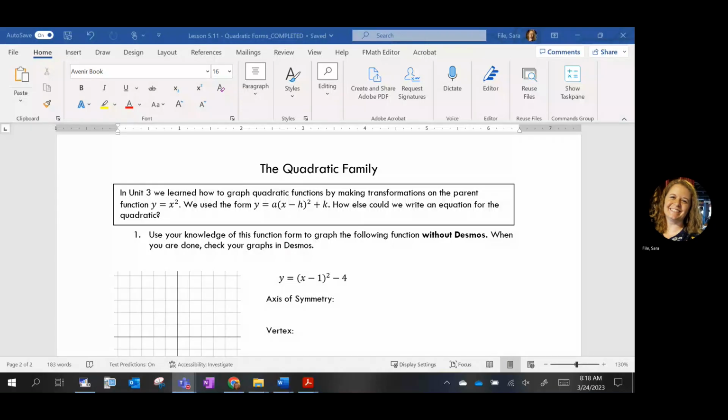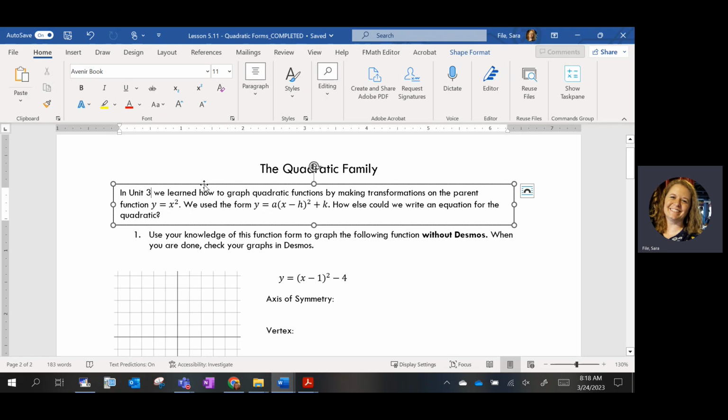Refresh on quadratics. Here, you should be on the side of your paper that says the quadratic family. It says Unit 3, that's not correct for this year. This is printed before, it was a different order. But we have in the past, I will say that. I'm going to edit mine.